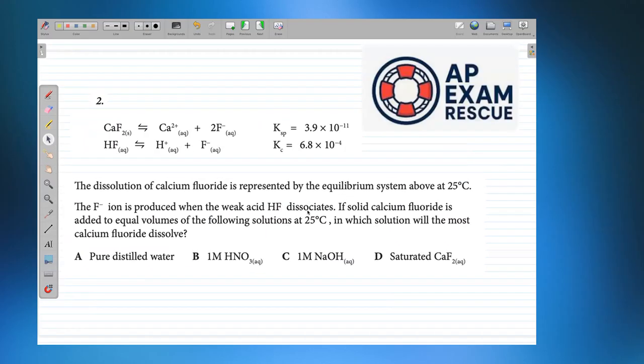So the solution of calcium fluoride is represented by the equilibrium system above at 25. F minus ion is produced when the weak acid HF dissociates. If solid calcium fluoride is added to equal volumes of the following solutions, meaning I had HF making H plus and F minus, and I added calcium fluoride to it in equal volumes, in which solution will the most calcium fluoride dissolve?